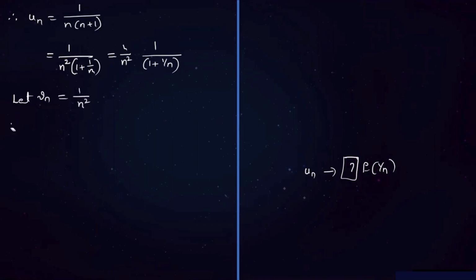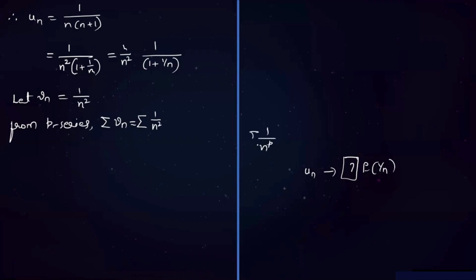We know about this already. We can decide it by the p series. From the p series, summation Vn, which is summation 1 by n squared. I hope you remember that when it is summation 1 by n power p, we say this series is convergent when p is greater than 1. And if p is less than or equal to 1, we say it is divergent. Correct? And here p is 2, n squared is there. So we can say summation Vn is convergent.